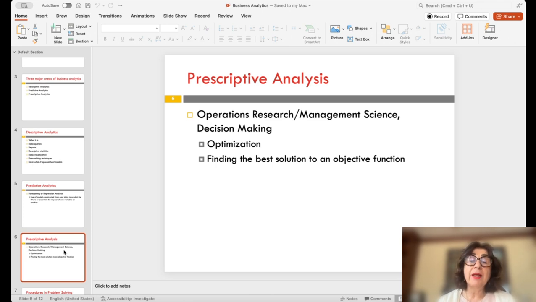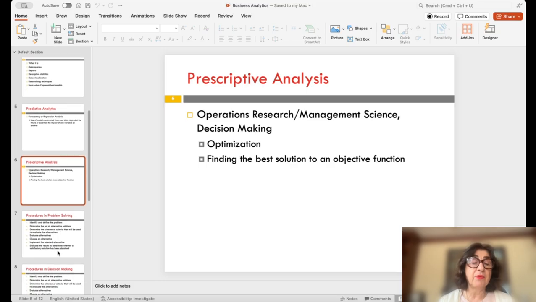So to do that, we are going to utilize operations research, management science, and decision-making models, which will provide prescriptive analyses for us.